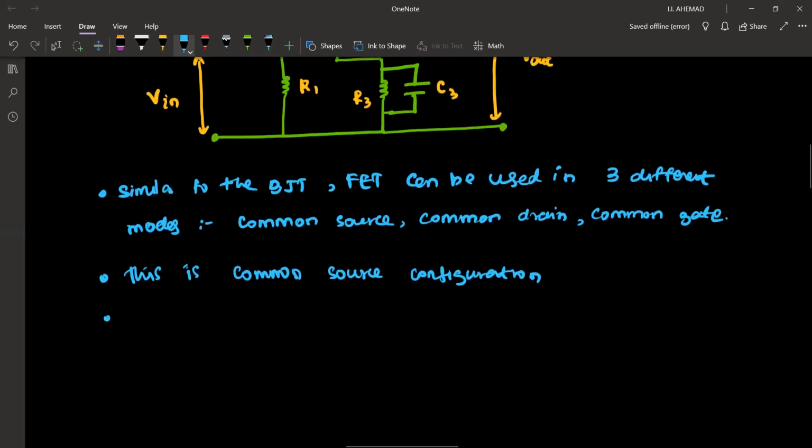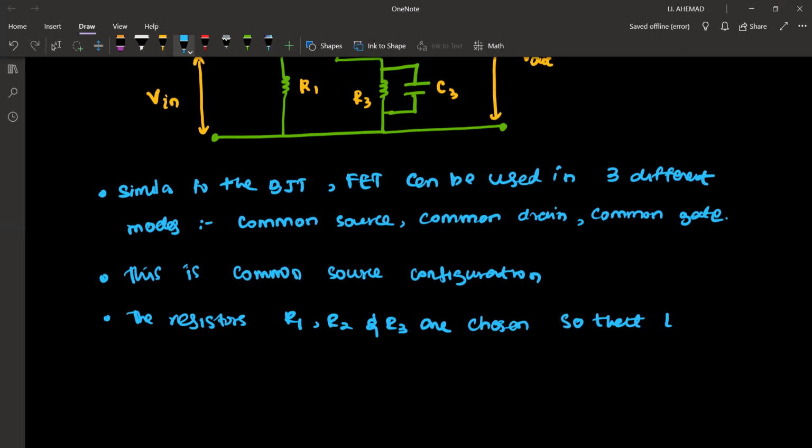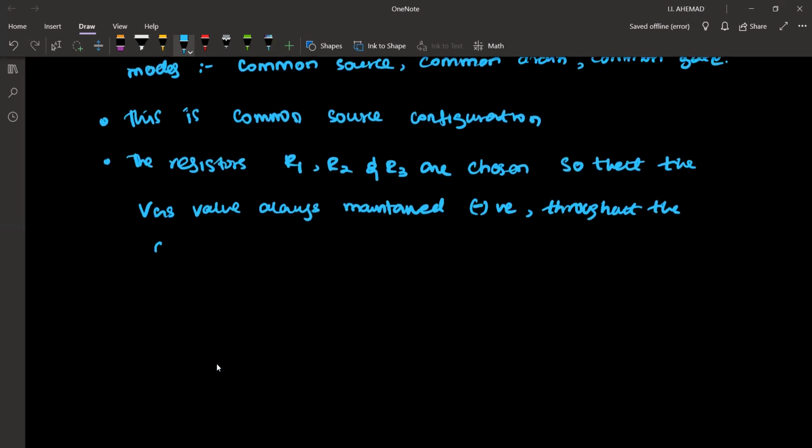So the next point: the resistors R1, R2, and R3 are chosen so that the VGS value is always maintained negative throughout the operation of the JFET.